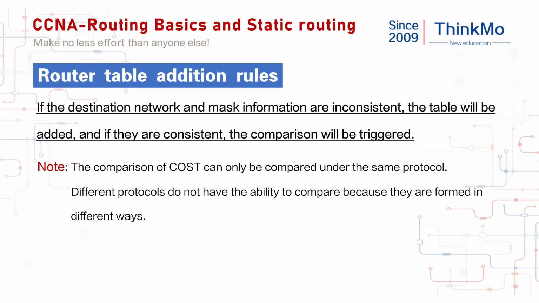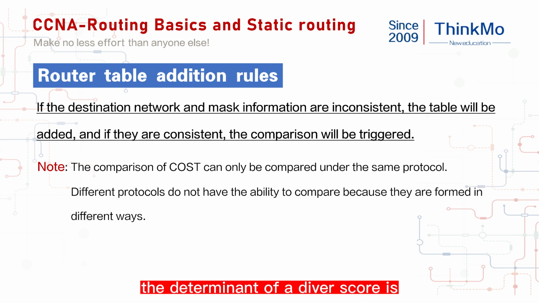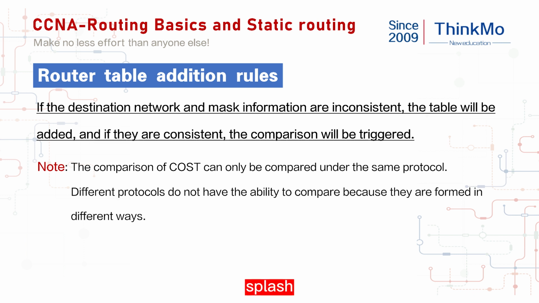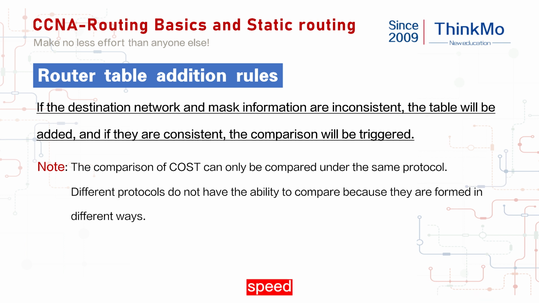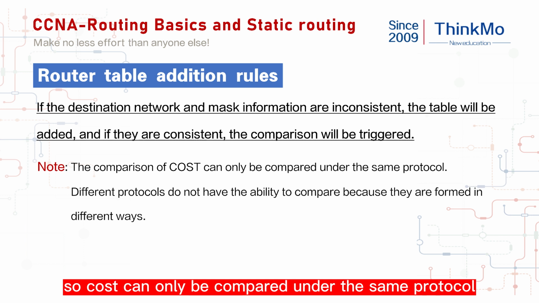RIP is like a diver and OSPF is like a track athlete. The determinants of a diver's score are splash, speed, beautiful lines, and so on. Say you get 80 points. A track and field athlete's score is determined by speed, start, sprint, and so on. Say you get 90 points. Then these 80 points and 90 points are not comparable, because the criteria for judging are different. The same goes for routing metrics. RIP is based on hop count, OSPF is based on bandwidth. They are not the same standard, and it is meaningless to compare such parameters. So, cost can only be compared under the same protocol.